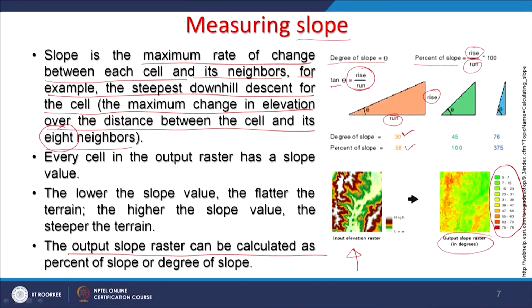And of course the output slope raster can be calculated as a percentage or in degrees of slope. These options will always be available in most of the good GIS software. So these were basically the primary analytical operations which we perform on a GIS database.